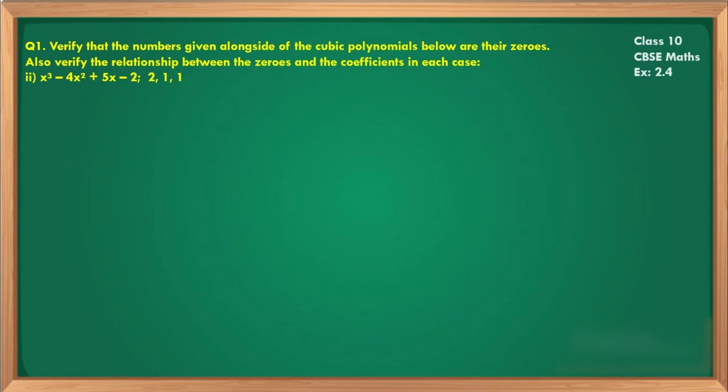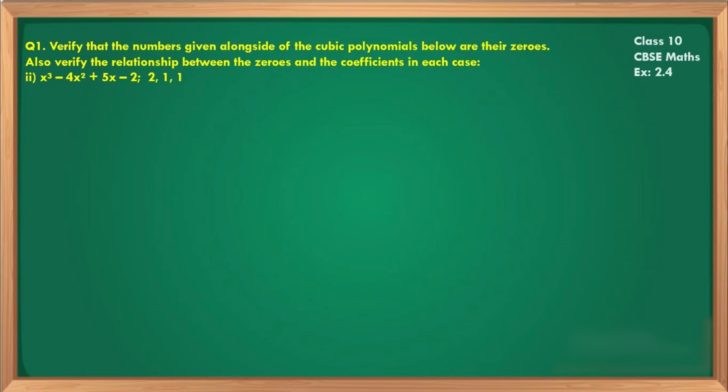Now we move on to question 1 part 2 in exercise 2.4. The question says verify that the numbers given alongside of the cubic polynomials below are their zeros, and also verify the relationship between zeros and the coefficients. Now they have given one cubic polynomial which has got 3 as the degree, and also they have given some numbers 2, 1 and 1. We have to find out whether these numbers are the zeros of this polynomial. If yes, then the second part of the question says verify them.